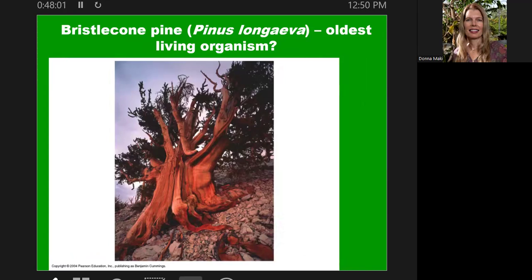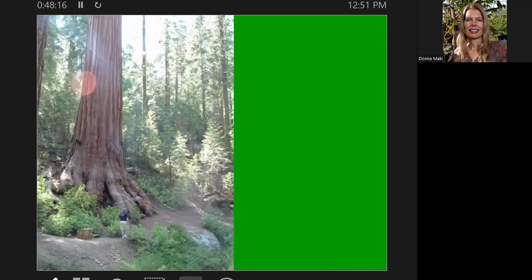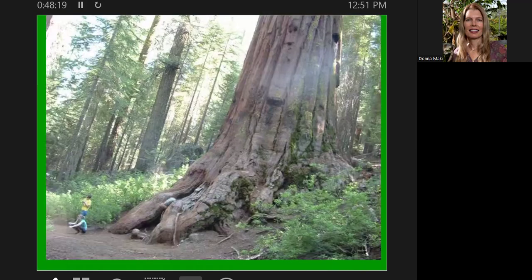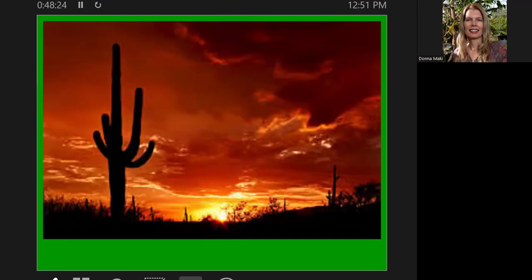Bristlecone pine, really, really old. This one's Methuselah. It's hidden. No one knows except maybe like two people. No one knows where it is because they don't want it destroyed by people taking samples. And then giant trees, that's not me. But you have the giant redwoods, the giant sequoias. Very, very impressive.